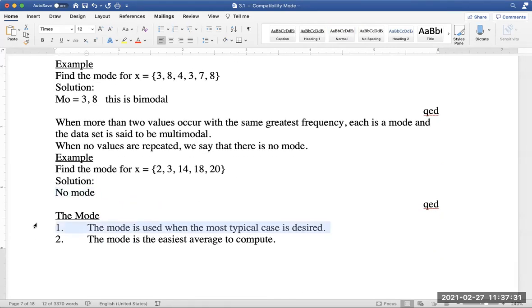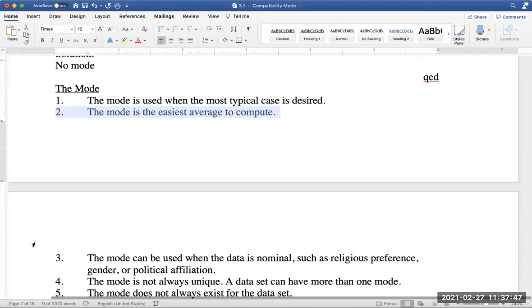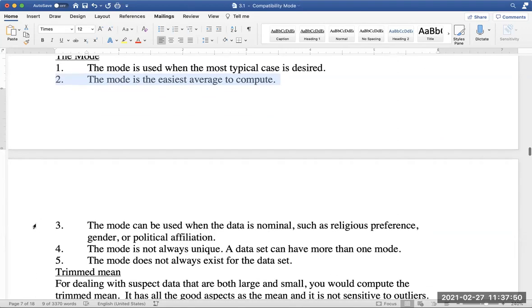So the mode is used when the most typical case is desired. It's the easiest average to compute. Actually, one of the most difficult, however, to find on a computer, because they usually don't calculate the modes. The mode can be used when the data is nominal.